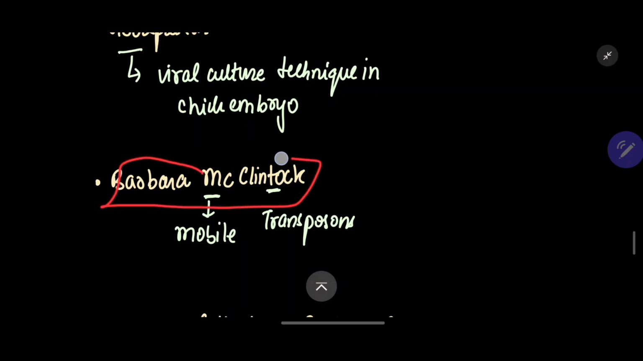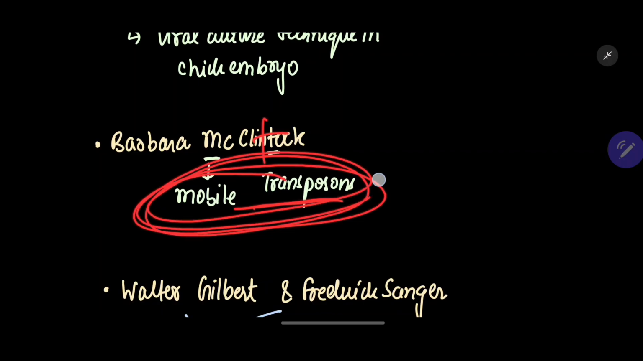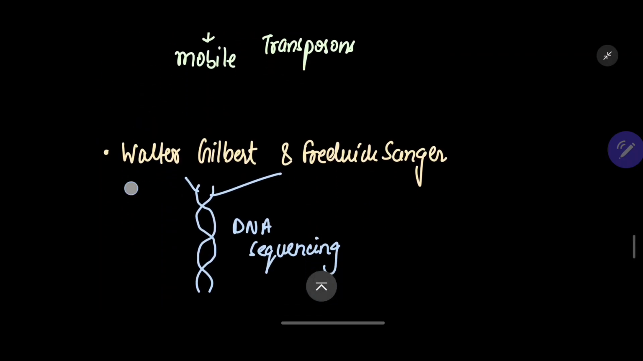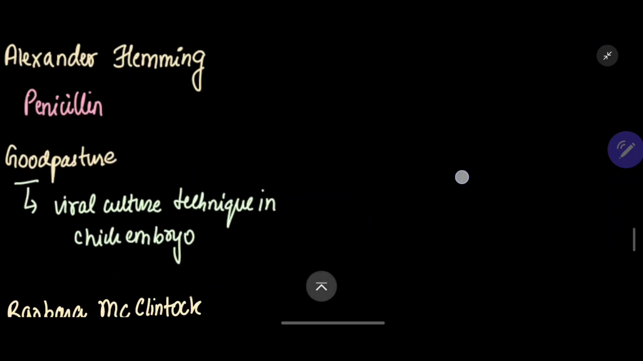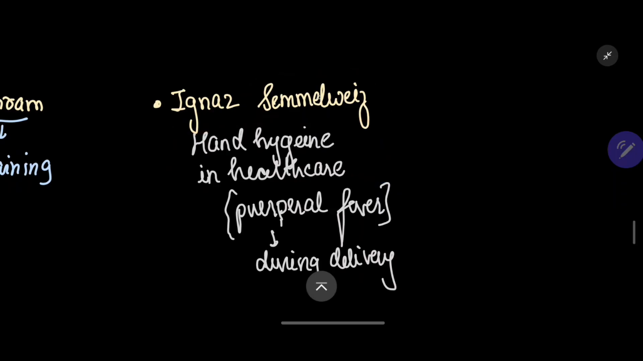Next one is Barbara McClintock. So she M is for mobile and T is for transposons. So she discovered mobile transposons. Next one are these two scientists, Walter Gilbert and Frederick Sanger, because there are two and DNA has two strands. They discovered DNA sequencing. And next one is our Ignace, I don't know how to pronounce his name, Semmelweis, Ignaz Semmelweis. He gave hand hygiene.